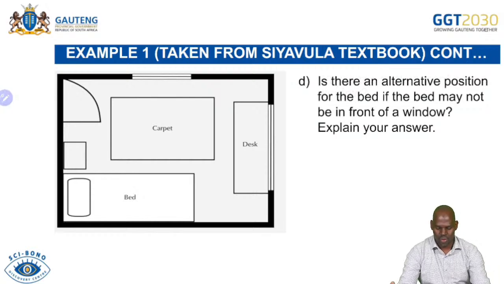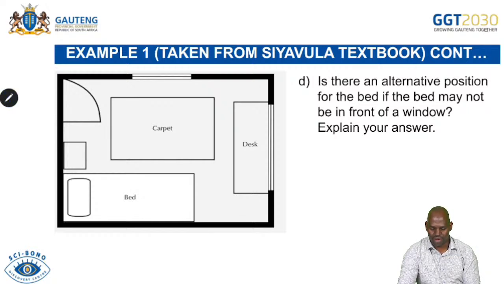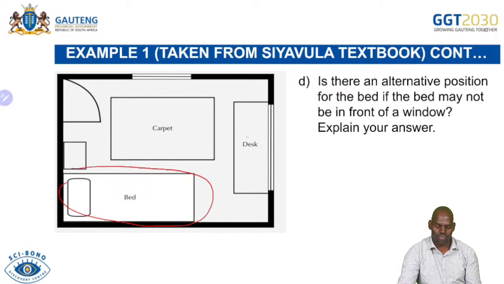Right, we've got the next question still based on the very same floor plan. They say, is there an alternative position for the bed if the bed may not be in front of a window? Explain your answer. Now, they say this cannot be in front of the window, okay, or the other window. Maybe we can remove the desk and put the bed there, but will it be possible?